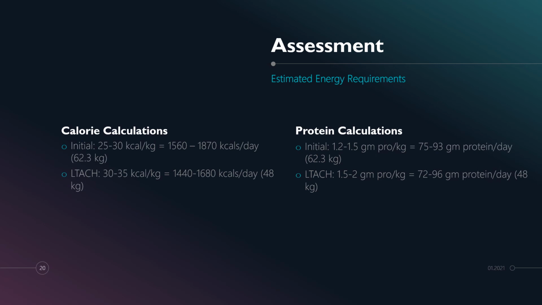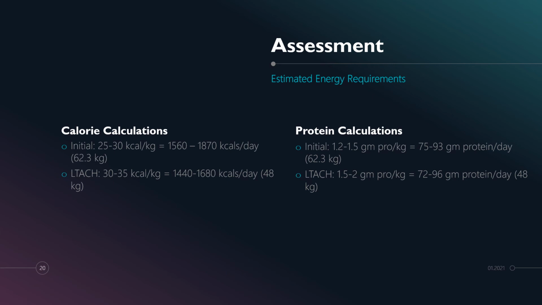Her calorie calculations initially were 25 to 30 calories per kilogram. That came out to about 1560 to 1870 calories a day. That was with her initial body weight, the 137 pounds. They did adjust when she moved to LTAC; it was increased to 30 to 35 calories per kilogram. That came out to 1440 to 1680 calories a day, and that was used on our best estimated dry weight, which was the 48 kilograms or the 106 pounds.